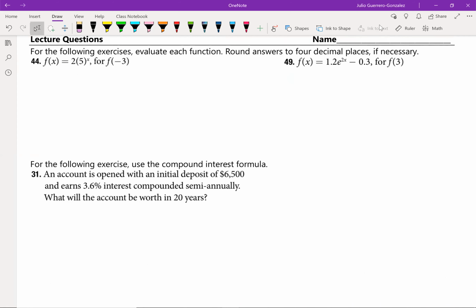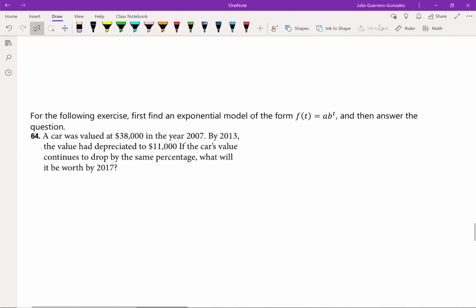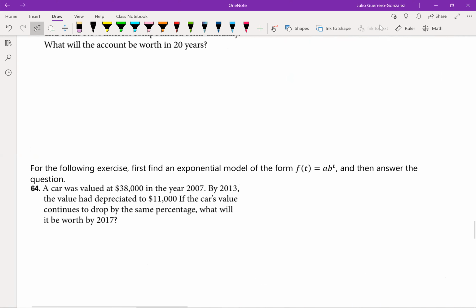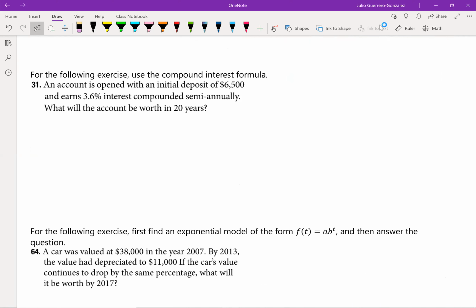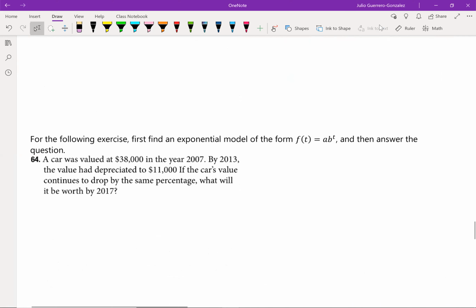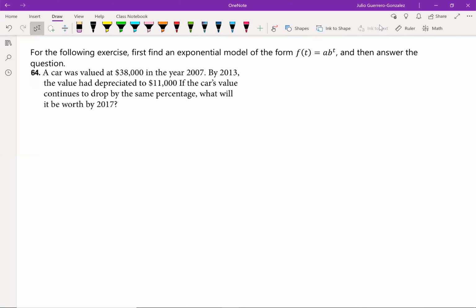Let me see. For which one? It was the third one on the lecture questions. The car was valued at 38 grand. Let me see.